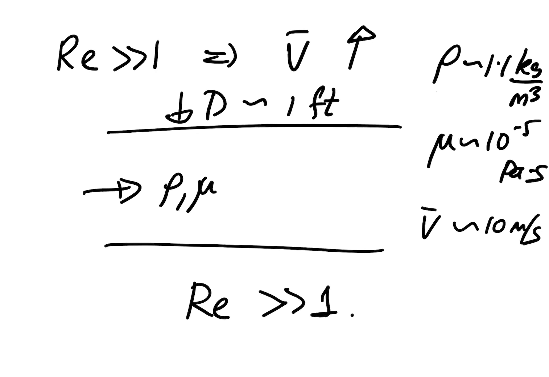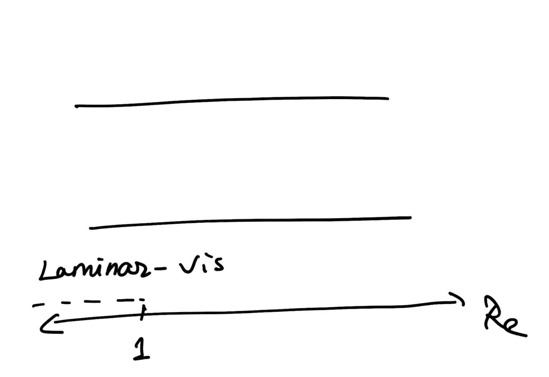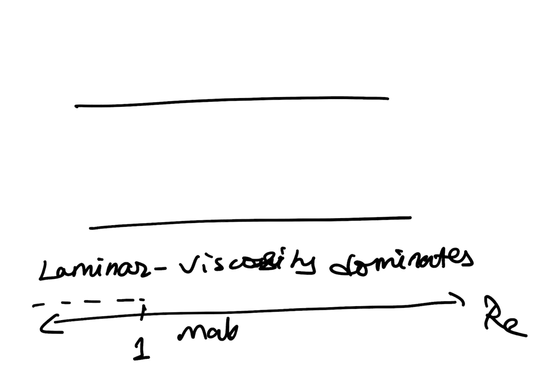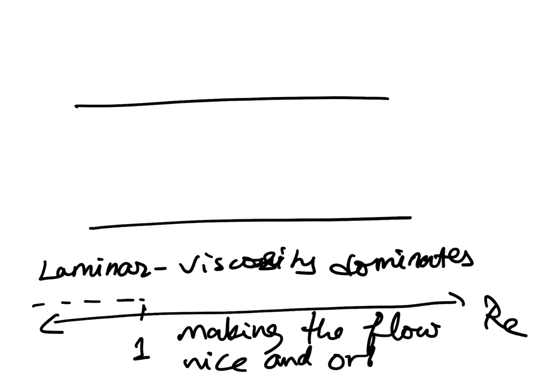Now coming back to pipe flow, there is a certain scaling with the Reynolds number, and if your Reynolds number is much less than 1, it's definitely a laminar flow because viscosity dominates, making the flow nice and orderly.